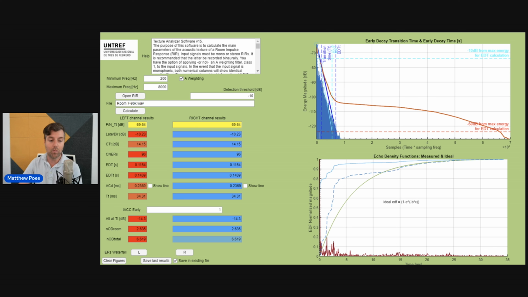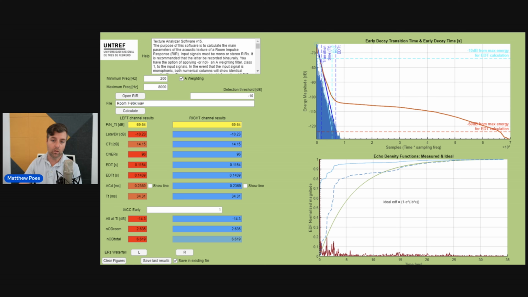And you can see that in these measurements. The nOD total at 6.619 is not good. That's enough to have a distortion to it. The nOD room value of 2.635, also not good. It's too high. It's not as bad, but it is definitely too high. And then if we look over at the EDT, we see it's 0.115. The room is just dead, and you can see that here.